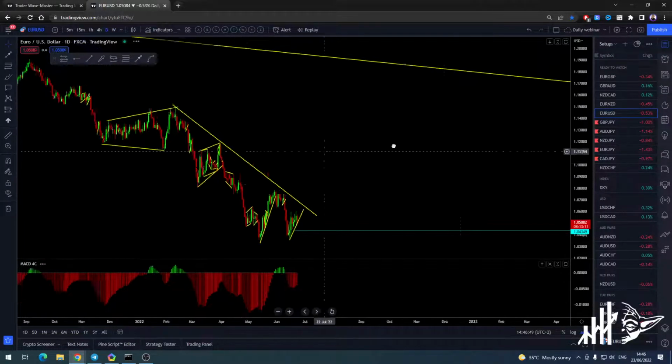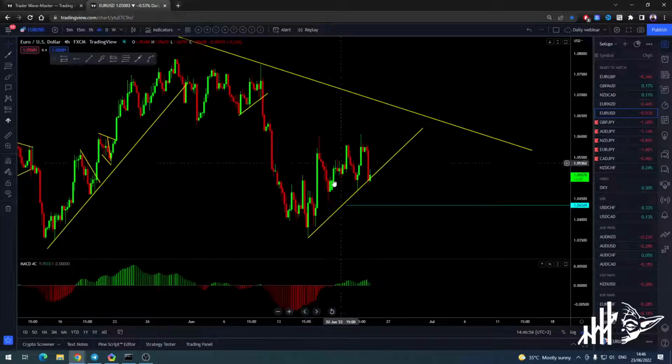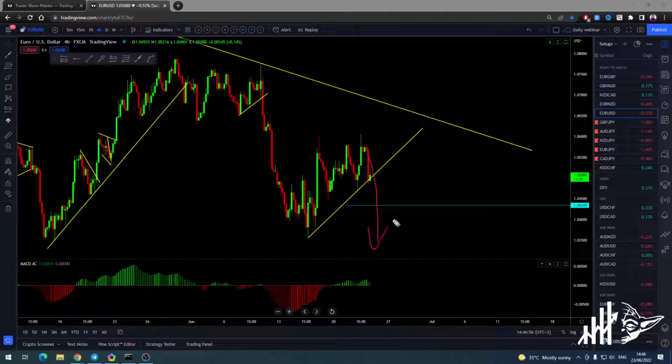So what you should do, look at this one. This could be all of the correction and we can start dropping lower. If it does so, watch it. Somewhere within this area you have to watch it. If it starts dropping aggressively, you can get into the sell. If not, then this may be a running flat.